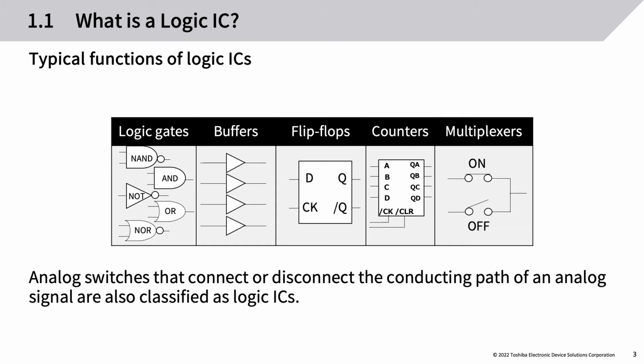Typical functions of logic ICs include logic gates, buffers, flip-flops, counters, and multiplexers, etc. Details of each function will be explained in this e-learning. Analog switches that connect or disconnect the conducting path of an analog signal are also classified as logic ICs. For example, in the case of 74VHC00FT, if the number of the part indicating the function, here 00, is the same, it is a NAND gate and the pin arrangement is also the same.